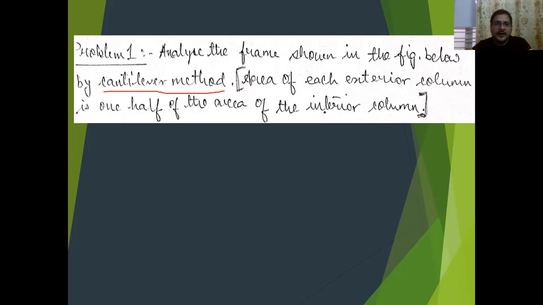So basically, we have a multi-story frame, and here in this problem, it is given that the area of each exterior column is half of the area of the interior columns. Okay, so this is a special criterion given in this problem, but do not think that such a criterion will always be given. If nothing is stated about the area of the columns, we will assume all the areas of the columns to be the same.